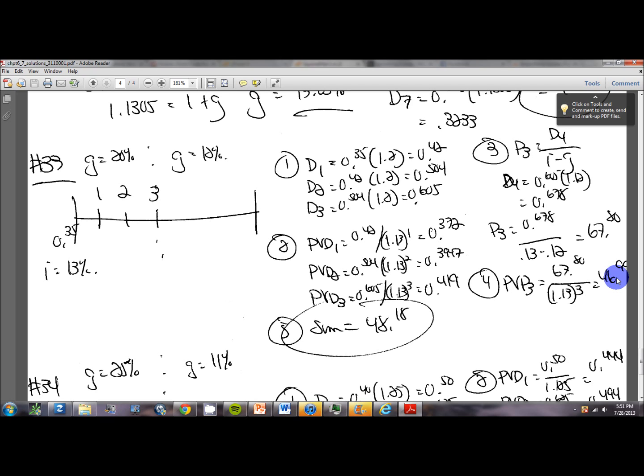Step 5 is simply adding up your present values, which are these 3 numbers and this one. That gives you a stock price of $48.18 today. So that is how you solve number 33 in Chapter 7.